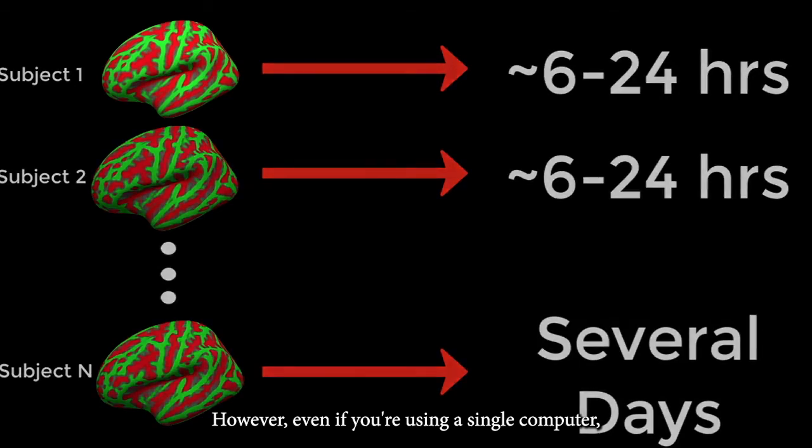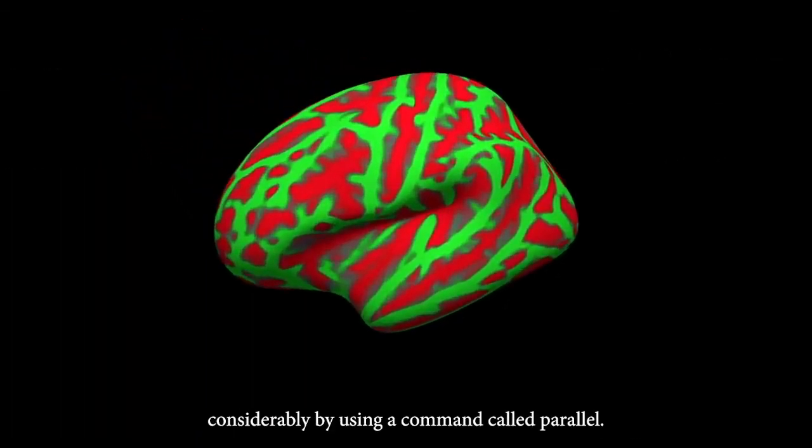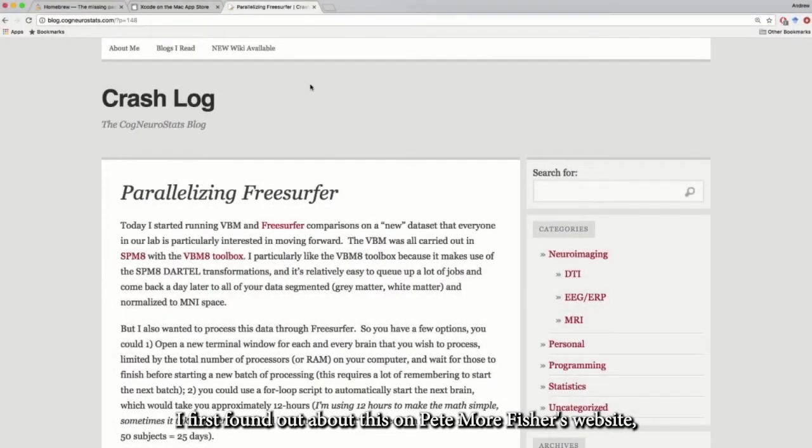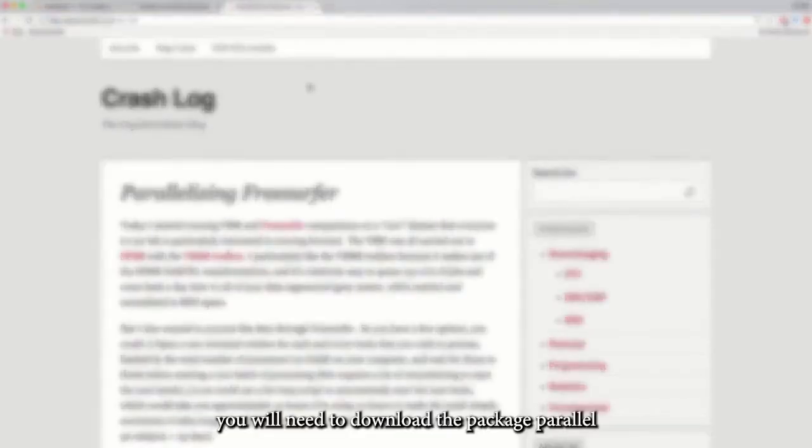However, even if you're using a single computer, you can cut down on that time considerably by using a command called parallel. I first found out about this on Enigmau Fs2 website, and I've included a link to his blog post down below. To run Recon All in parallel, you will need to download the package Parallel.